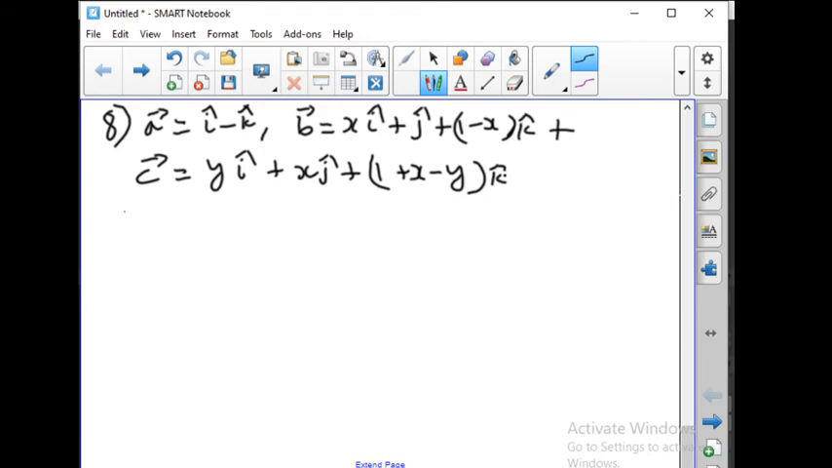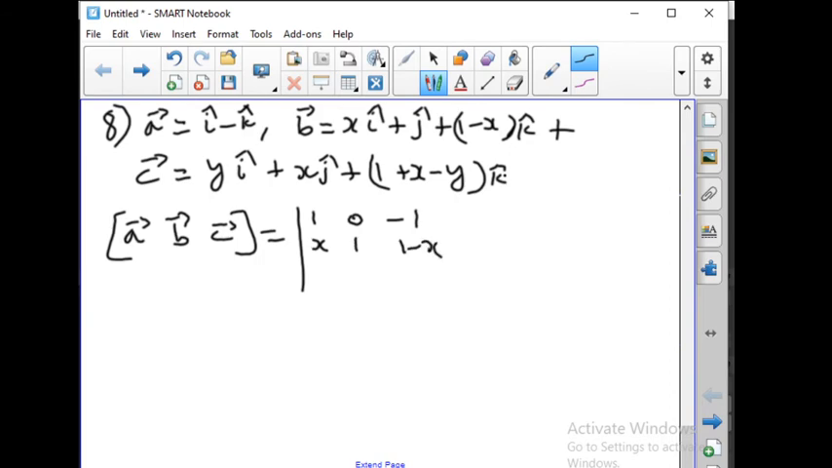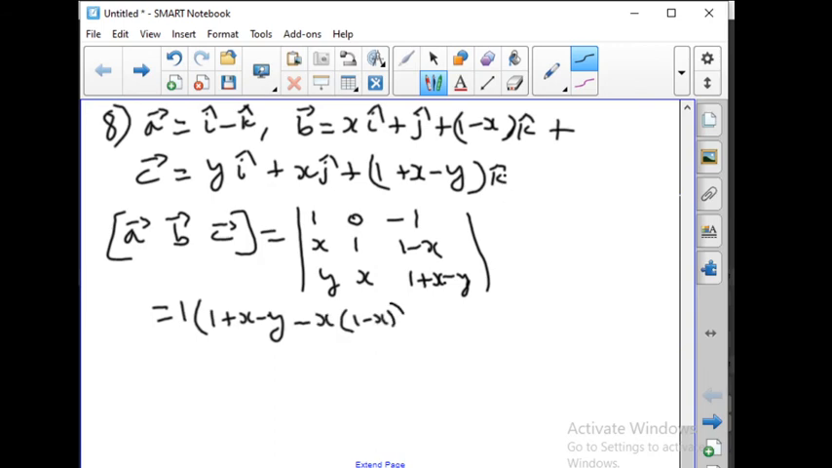So we have to find the box product of A vector, B vector and C vector. So it is equal to, now we write the coefficients, the determinant of 1, 0, minus 1, x, 1, 1 minus x, y, x, 1 plus x minus y. And expand this now. So what do you get? It is equal to 1 into (1 plus x minus y minus x into 1 minus x).